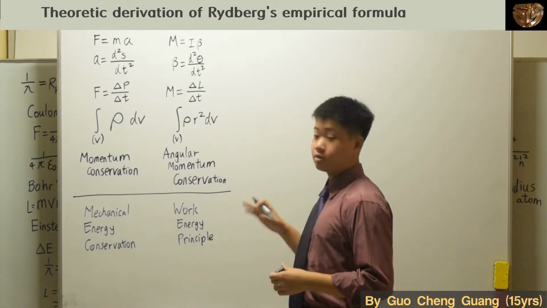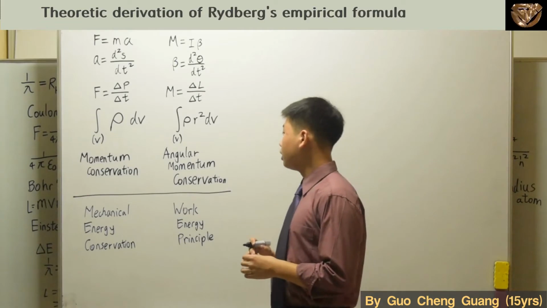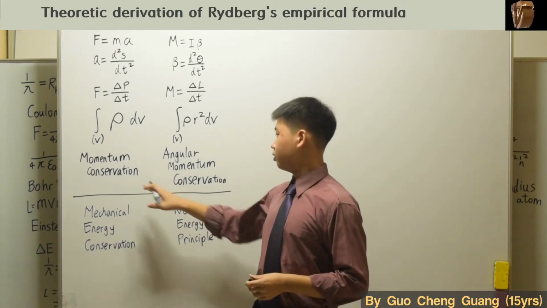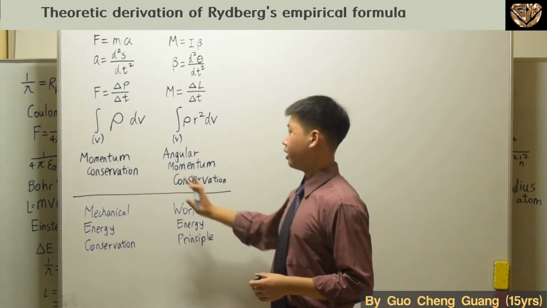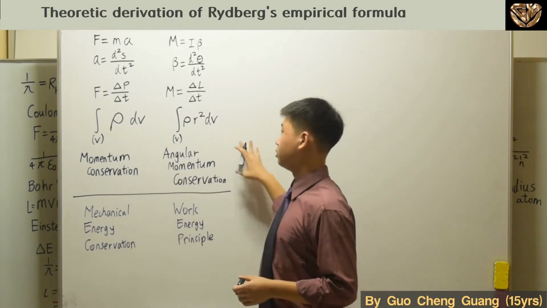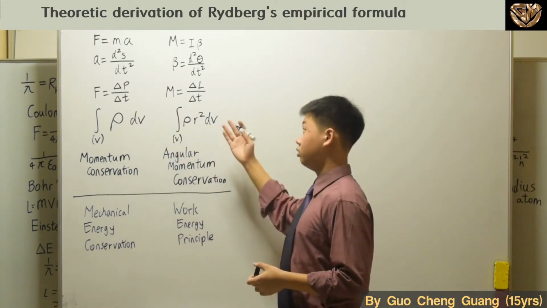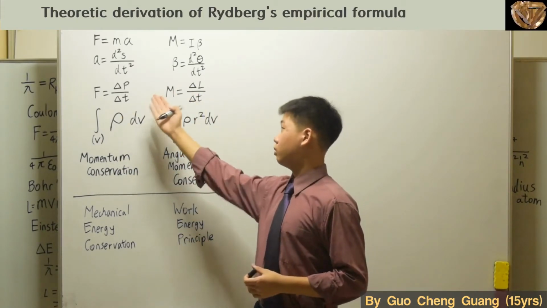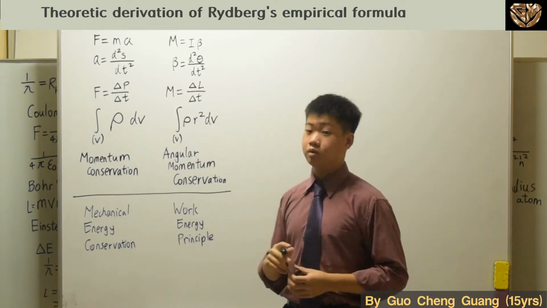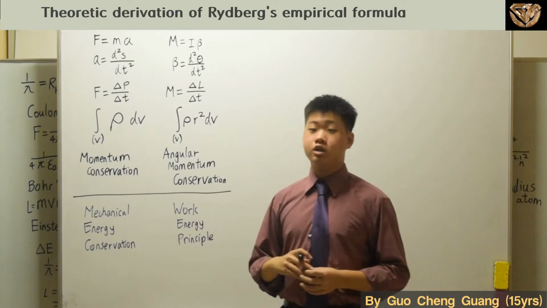Alright, but for this part we'll explain more in the future. So now that you know all these four, and we have looked into momentum conservation and angular momentum conservation, which is when your force or your moment is 0, that means your change in momentum or change in angular momentum is 0. Now let's take a look at mechanical energy conservation.